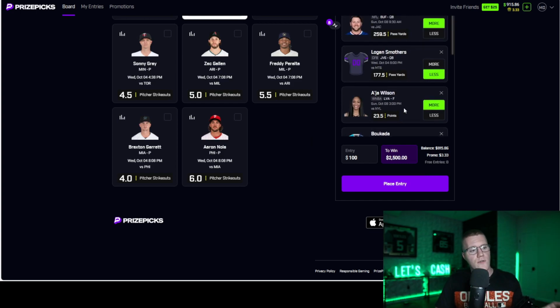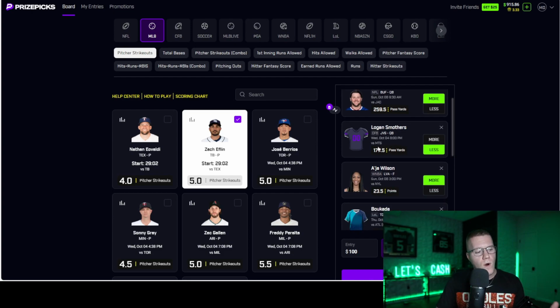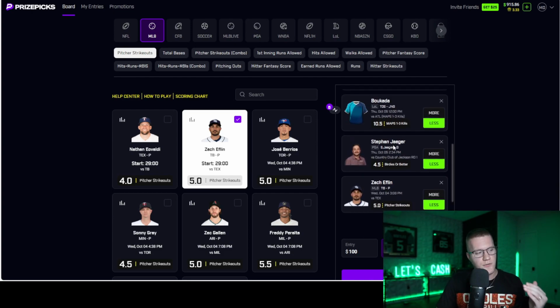And let's go ahead and go over the math, why we are putting these into a 6-flex slip as opposed to a 2-man power where it's technically easier to hit, or a 3-man power, 4-man power. Why do we always put these in 6-flex slips or 5-man? We're going to go over the advanced math here.